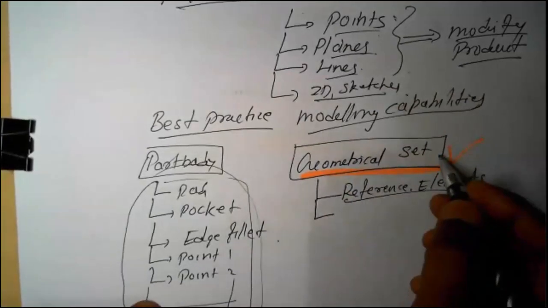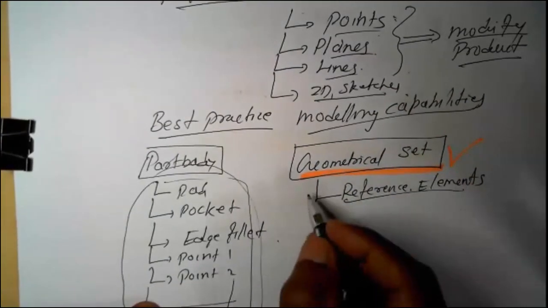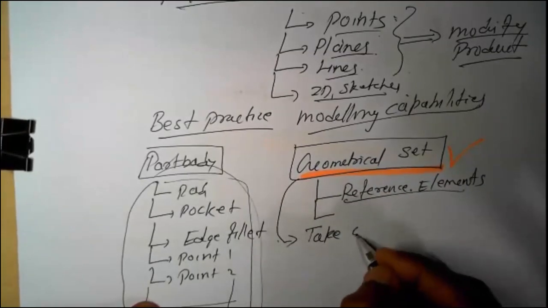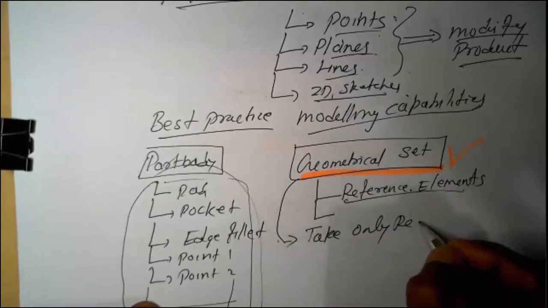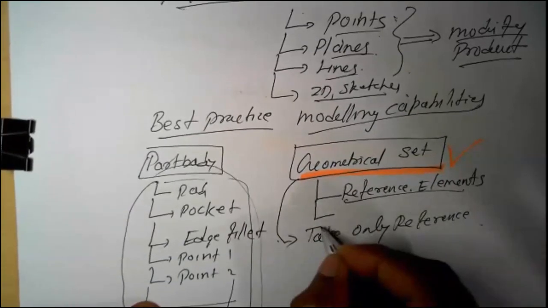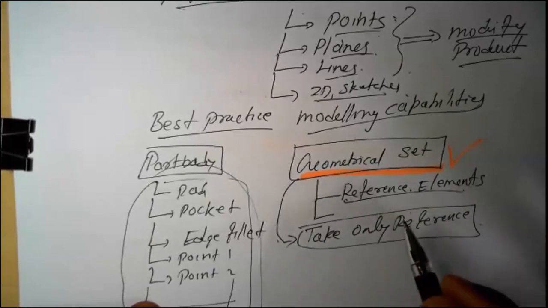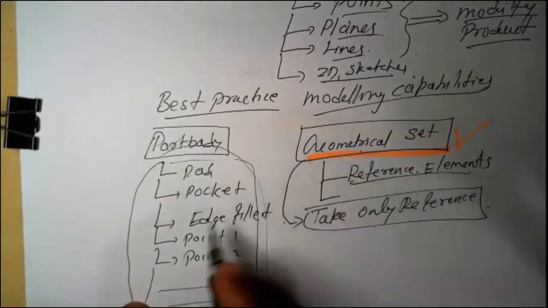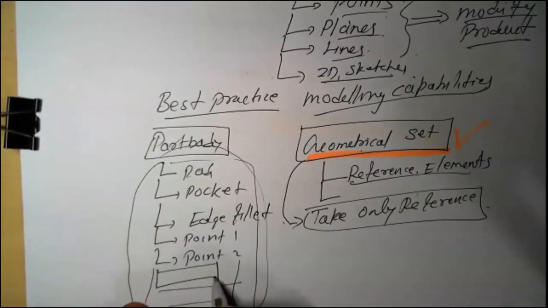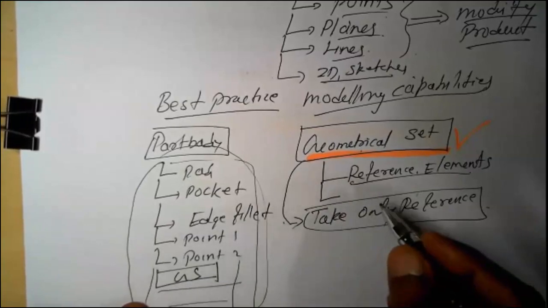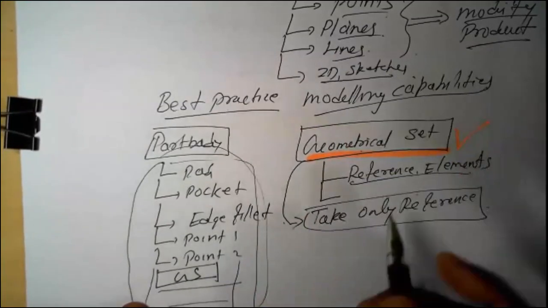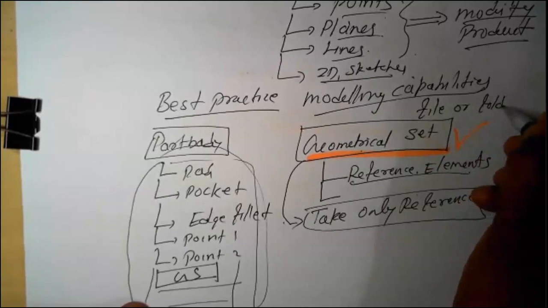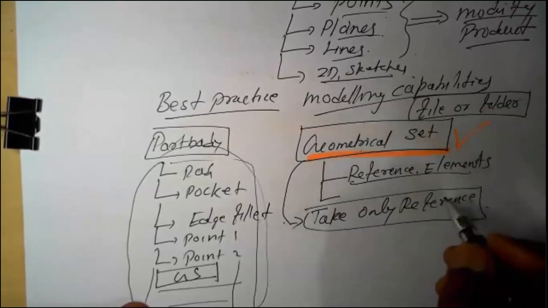That's it. One very important point you need to understand: a geometrical set will take only reference elements. So I'm going to create, in my part body's specification tree, a small geometrical set, GS, and put all my references in that folder. So a geometrical set is more like a file or a folder which is going to hold only my reference elements.